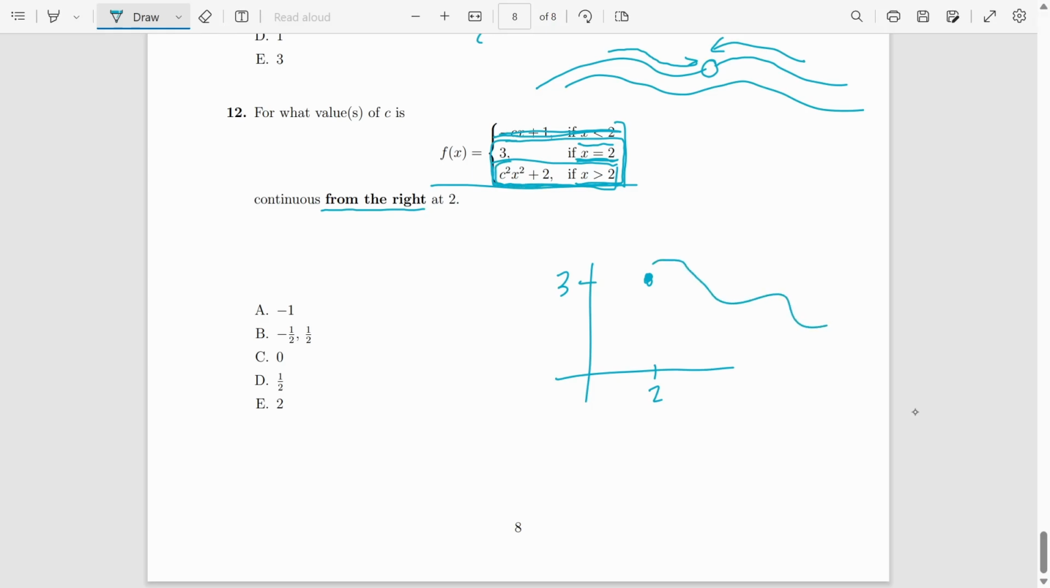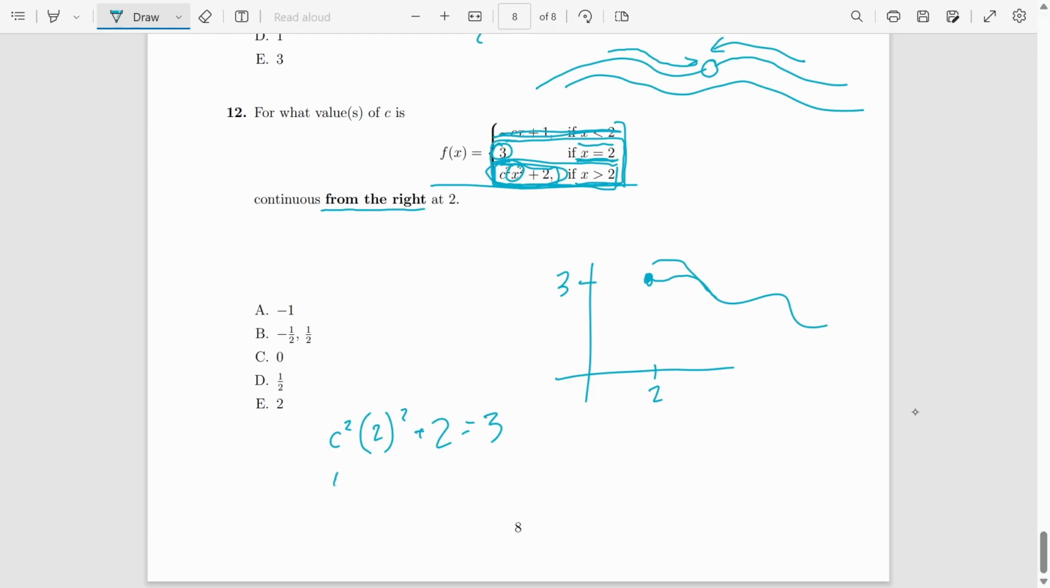And it says that the function, whenever it's greater than 2, is this function with some constant c that we don't know. And there may be one or two values for c that will make this line hit it right there. So all we really need to do is plug in 2 for x right there, and then set the whole thing equal to 3. So let's go ahead and do that. c squared times x, and x would equal 2, so 2 squared plus 2 equals 3. So let's simplify and solve for c.